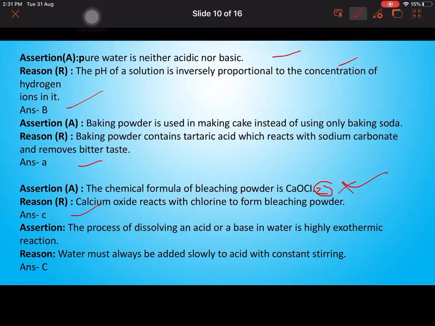The process of dissolving an acid or a base in water is a highly exothermic reaction. We must always add acid to water with constant stirring, never water to acid. So A is correct, B is wrong, sorry, the reason is wrong, that's why the C option.